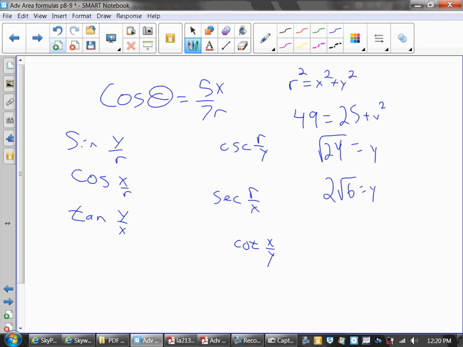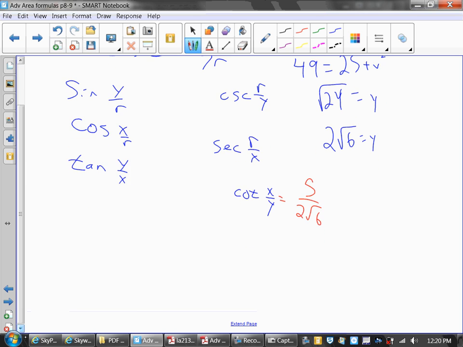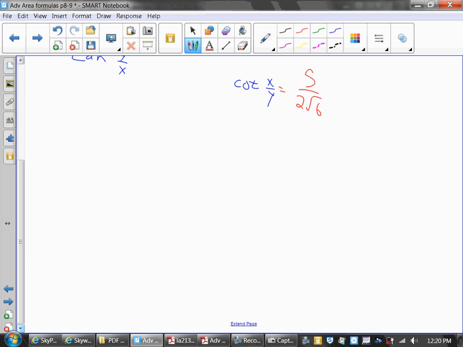The only ones you have to really worry about are when you have that radical in the denominator itself, because you have to rationalize it. For example, if I'm looking at the cotangent, that's going to be 5 over 2 root 6. The only thing you have to do to rationalize that denominator is multiply the top and bottom by root 6.